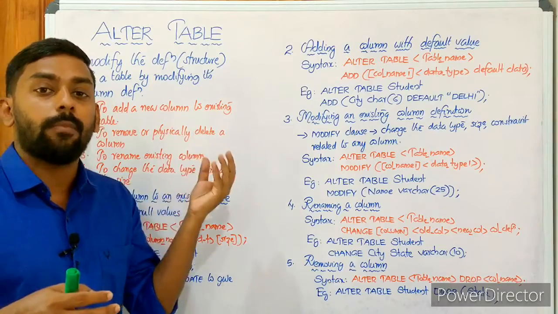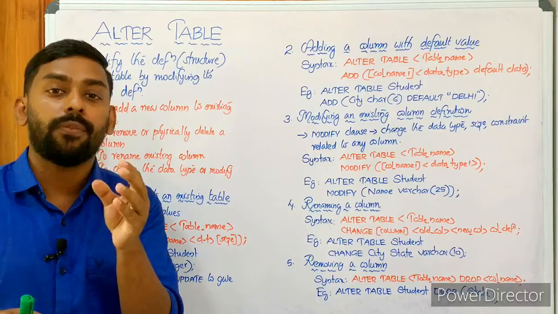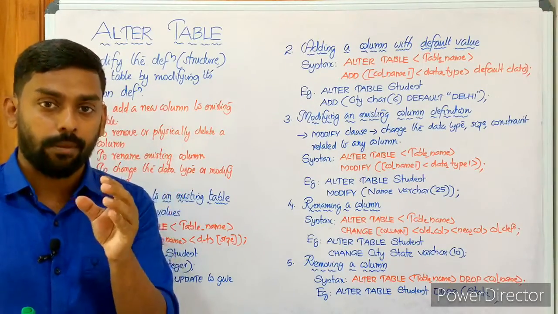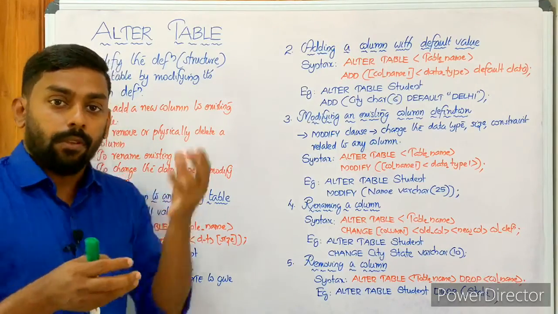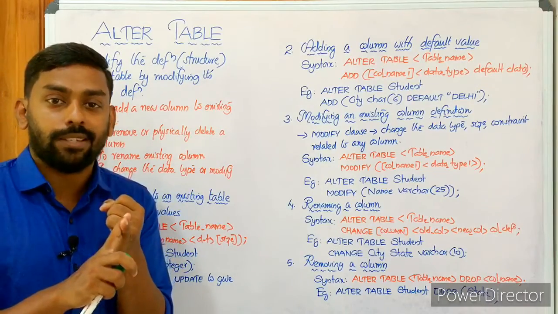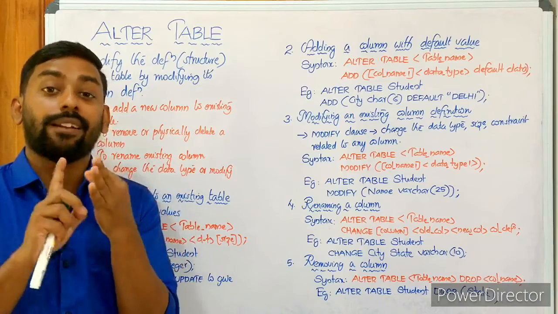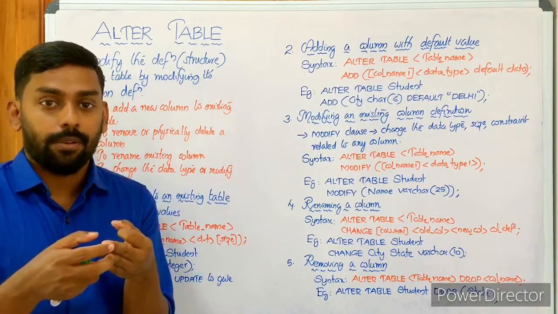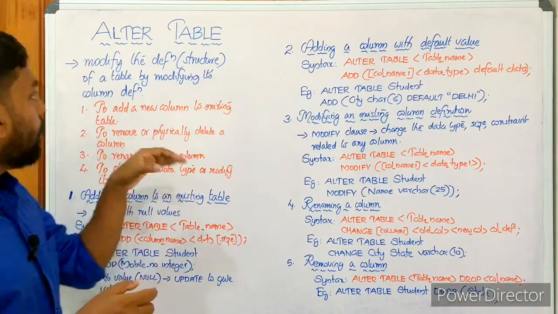The alter table command is used to modify the structure or definition of a table by modifying its column definition, and we can use the alter table command to perform four basic operations. We can add a new column to an existing table, we can drop a column from an existing table, we can rename a column, as well as we can modify the data type. These are the operations to be discussed.